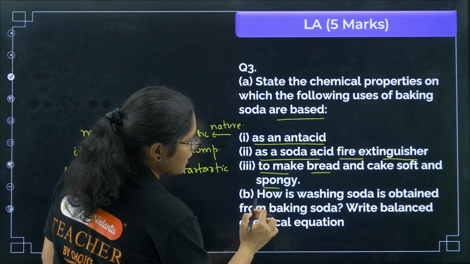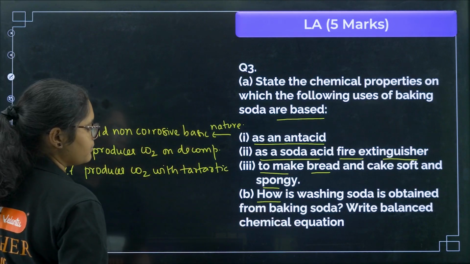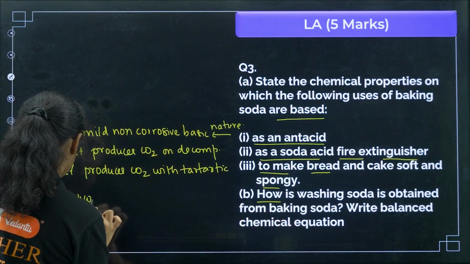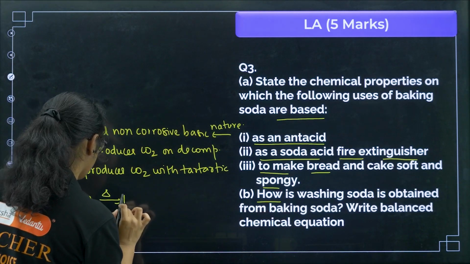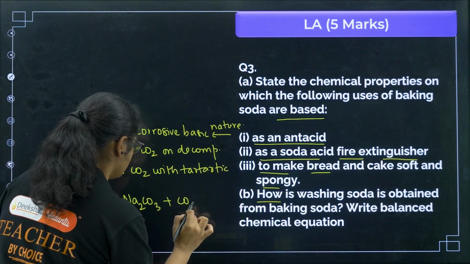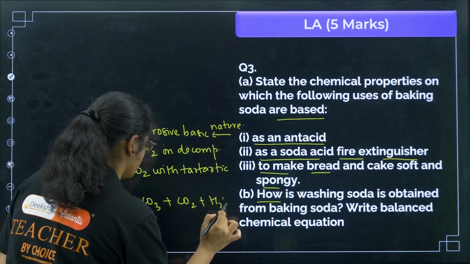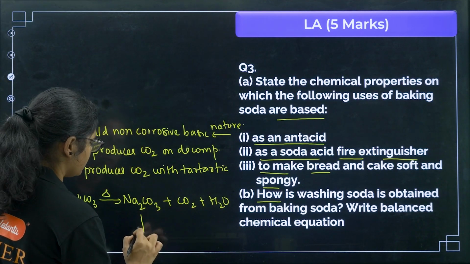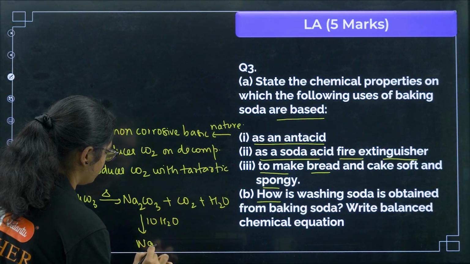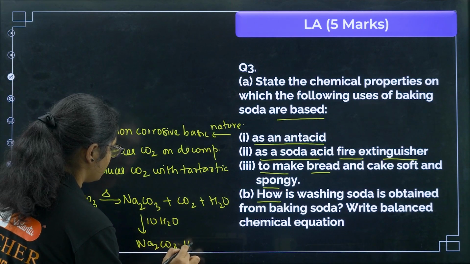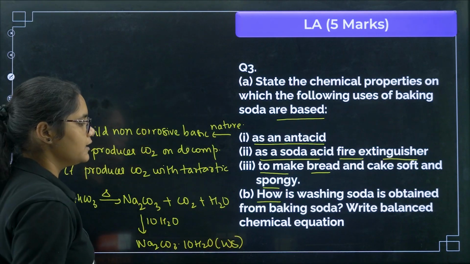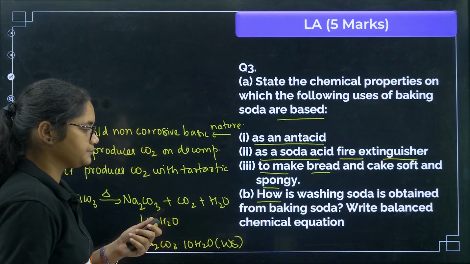Okay. Next, how is washing soda obtained from baking soda? So baking soda is NaHCO3. If you heat it, we get Na2CO3 plus CO2 plus H2O. Then when you combine this with 10 molecules of water, we get Na2CO3·10H2O, which is nothing but washing soda. And you have to write the chemical equation.